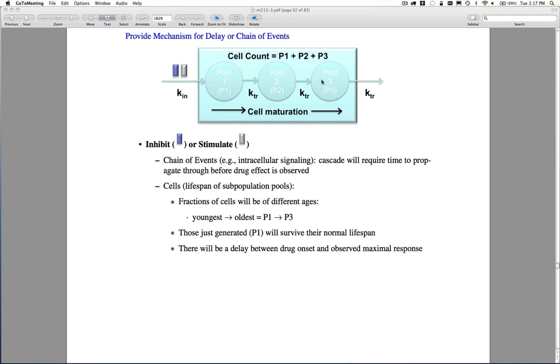If you continue that, then by the time these increased amounts in pool one get to pool three, you're also going to have an increased amount in pool two and pool one, and then the sum of pools one, two, and three is going to be that much larger than it was to begin with.